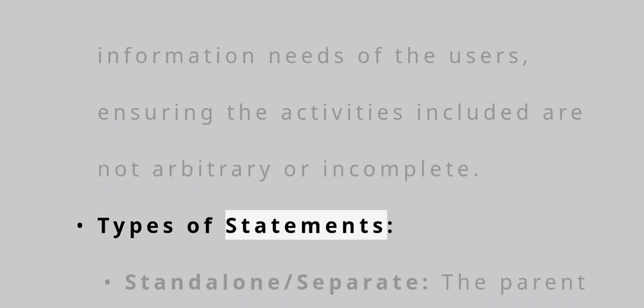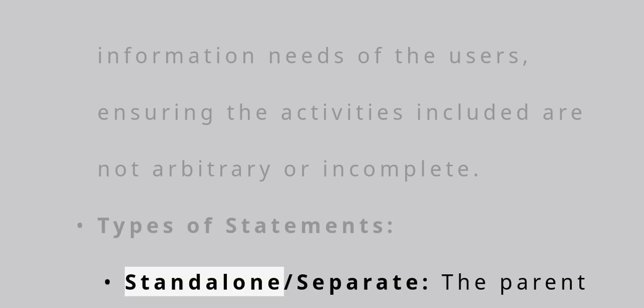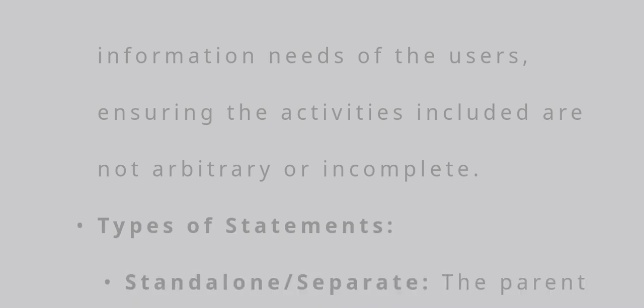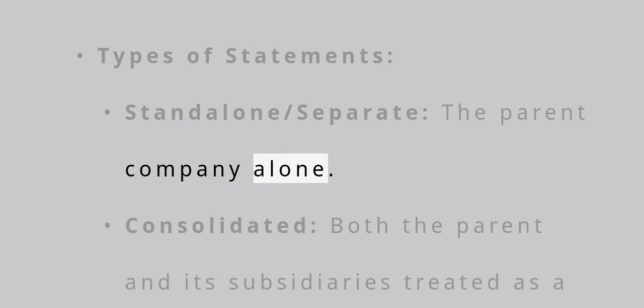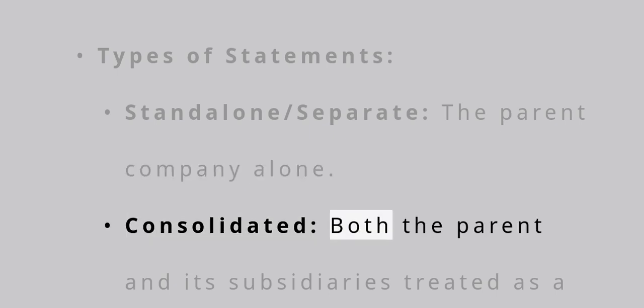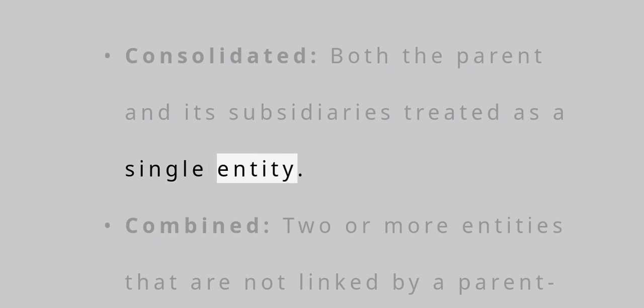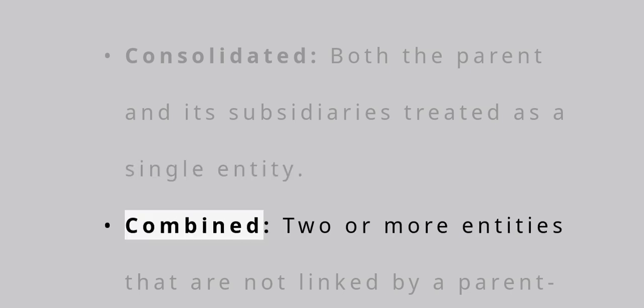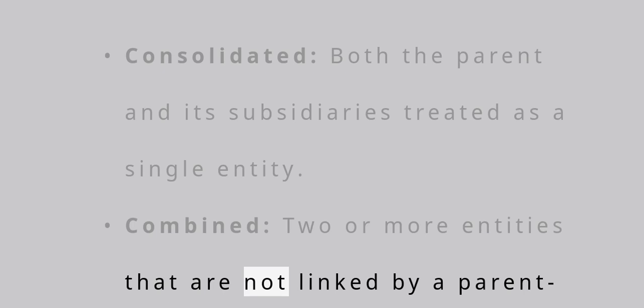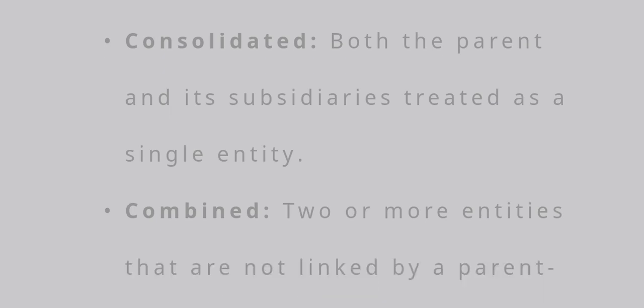Types of statements. Standalone: separate, the parent company alone. Consolidated: both the parent and its subsidiaries treated as a single entity. Combined: two or more entities that are not linked by a parent-subsidiary relationship.